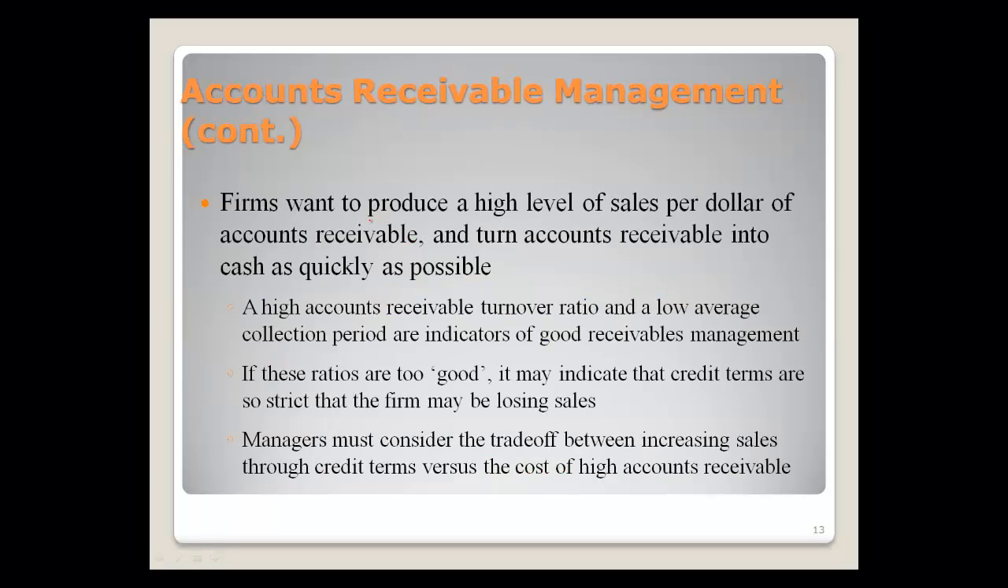Companies want to produce a high level of sales per dollar of accounts receivable, so you want to turn over your account receivable into cash as quickly as possible. You want cash, so you don't want your accounts receivable to sit there for too long. A high account receivable turnover ratio and a low average collection period are indicators of good receivable management. So the faster you can get your cash back, the better. However, if these numbers are too good, that may indicate that the credit terms are too strict.